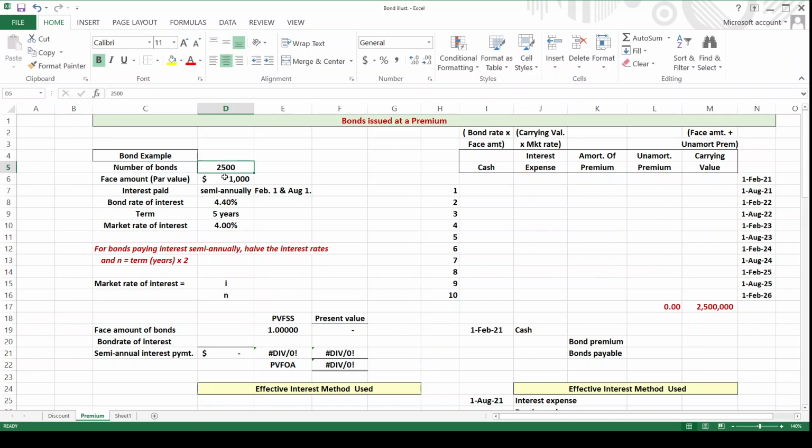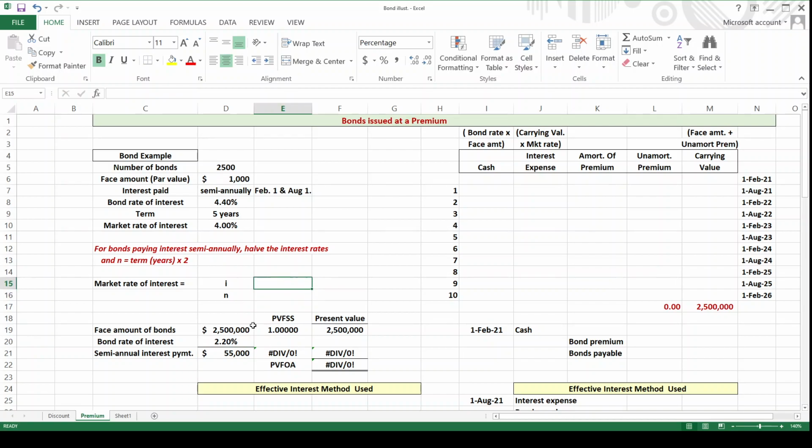This time I got 2,500 bonds. So the face amount is going to be $2.5 million. The bond rate of interest is going to be half of whatever's given up here, which would be the 4.4% divided by 2, which is going to be 2.2%. Then when you multiply, what does that mean? Well, every half year, $55,000 is going to be paid out.